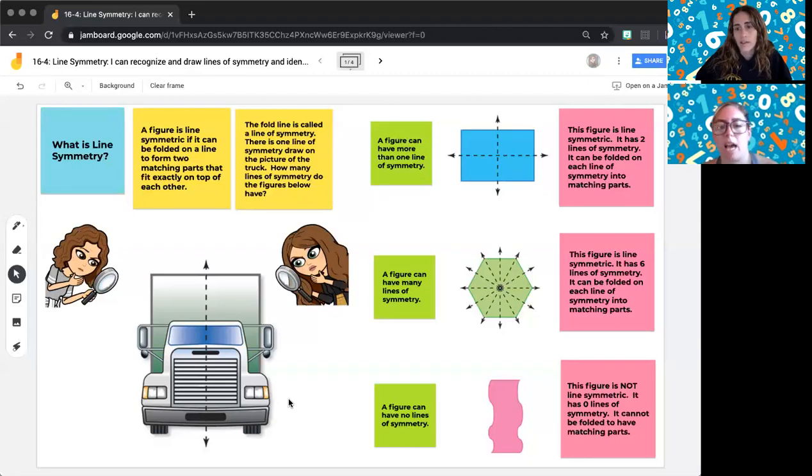This figure is not line symmetric. It has 0 lines of symmetry. It cannot be folded to have matching parts. One way we can tell is that if you look at the sides of the shape, you can see that both sides are different. It goes in at different points and out at different points. So if you were to fold it, it's not going to fold perfectly. There's nowhere we could fold this that would give matching parts on either side. Let's take a look at an example.